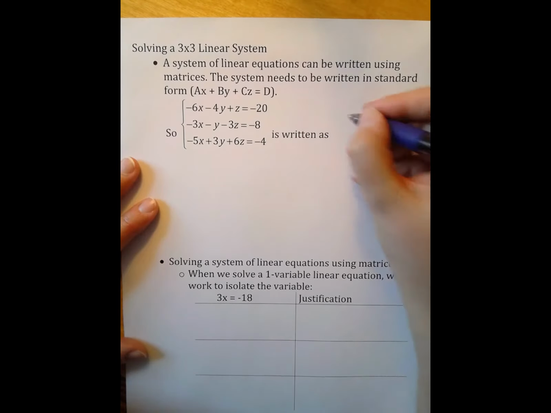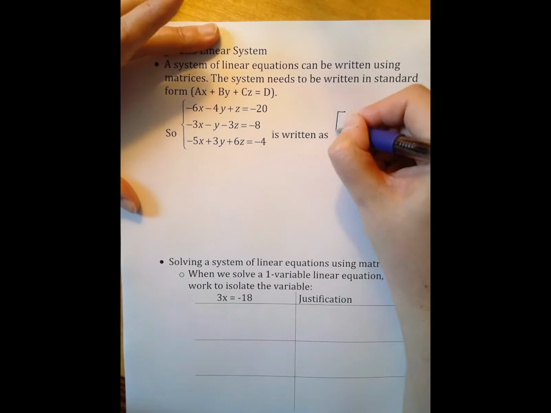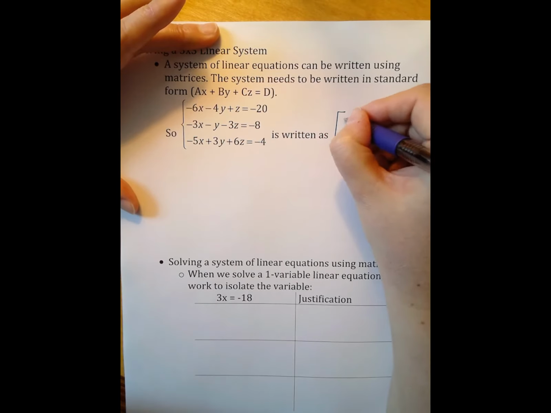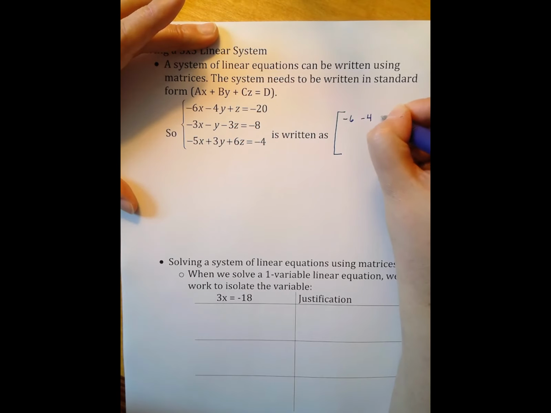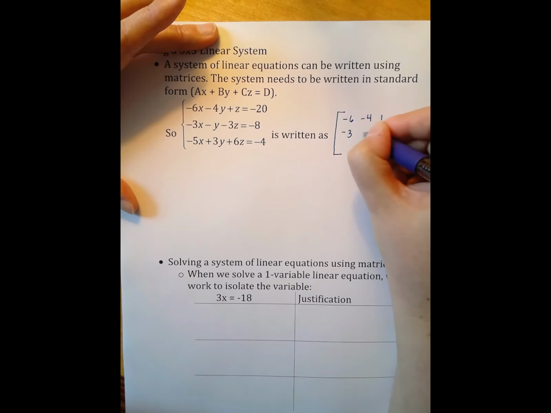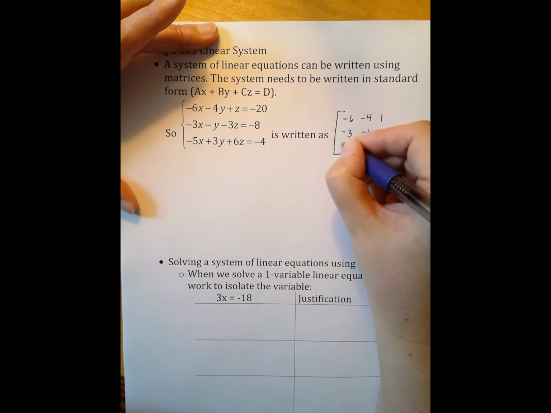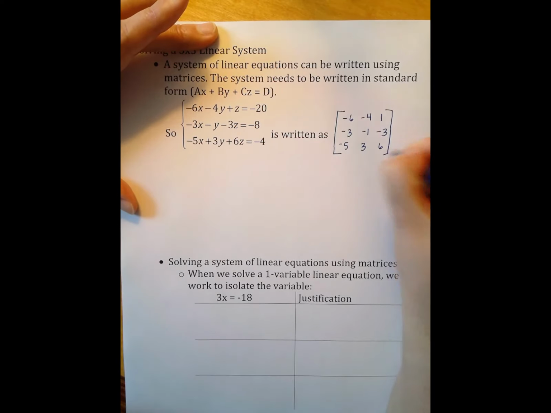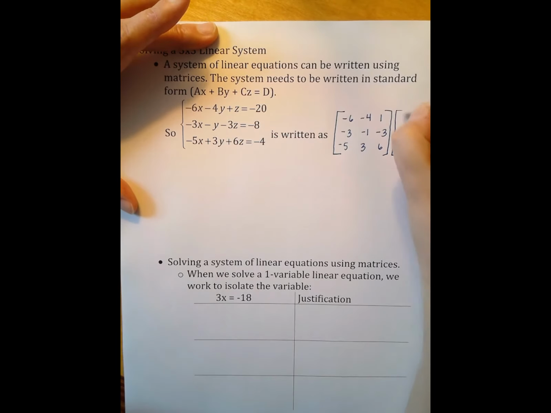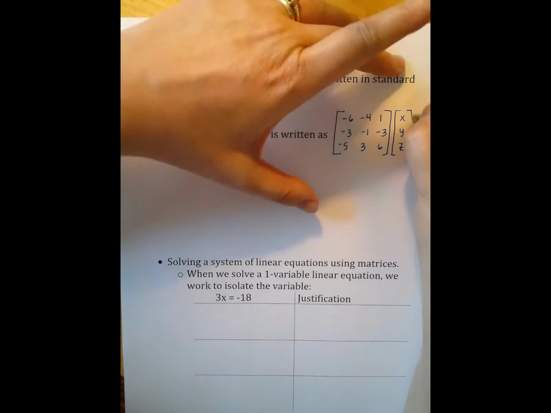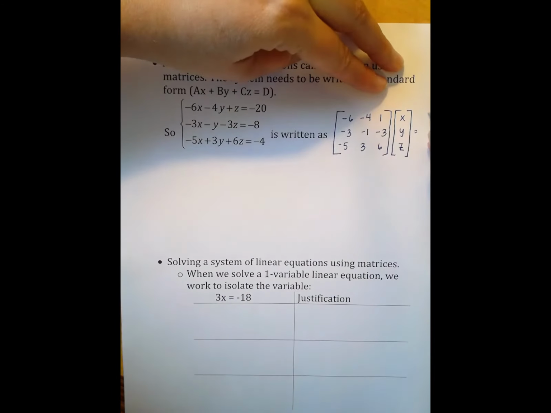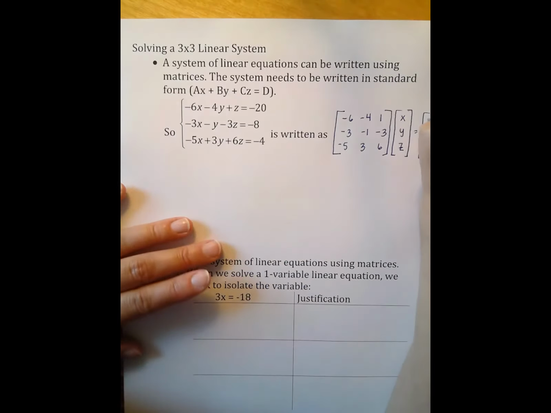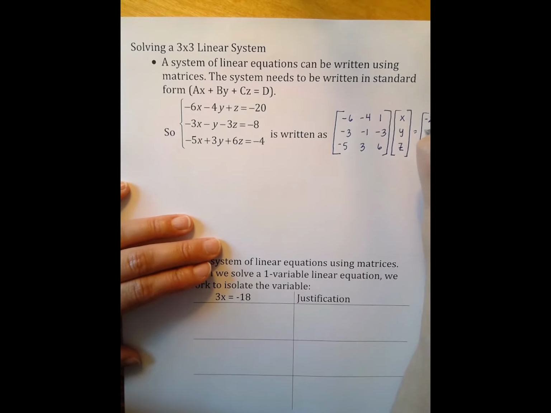The matrix here is written as -6, -4, 1, -3, -1, -3, -5, 3, 6. It's my coefficient matrix times my variable matrix, x, y, z, equals my constant matrix, -20, -8, and -4.